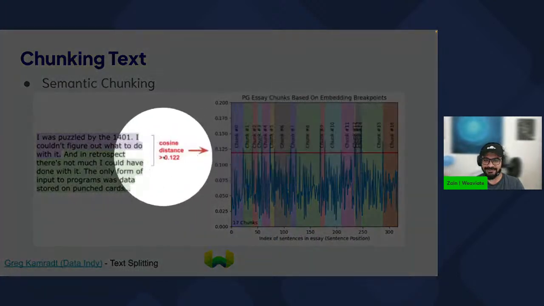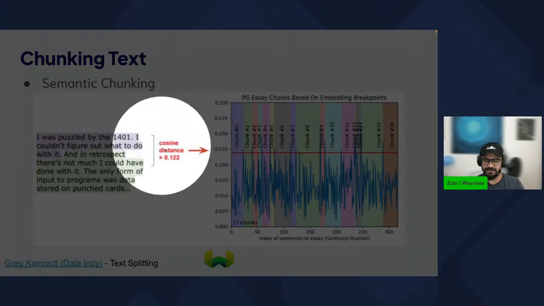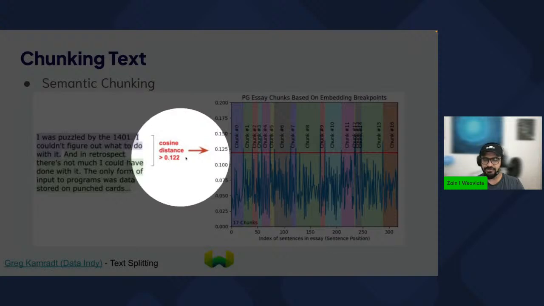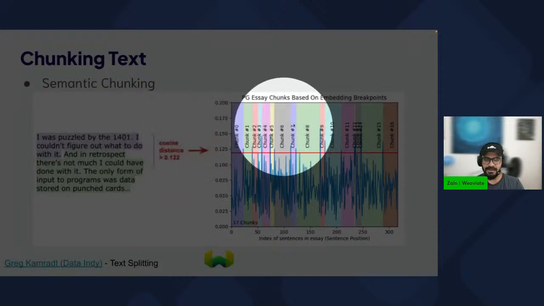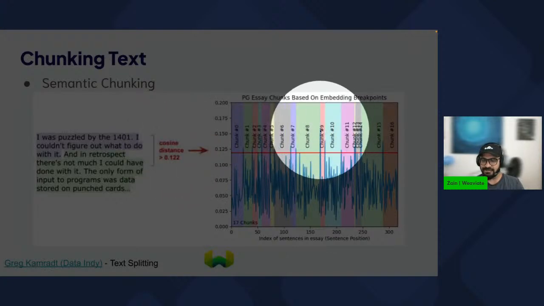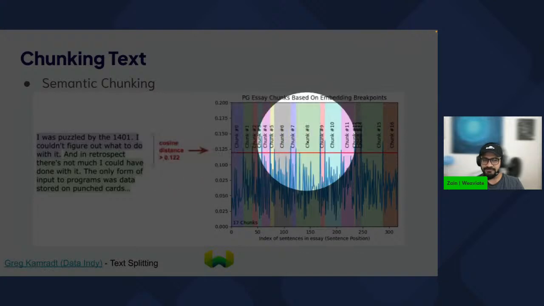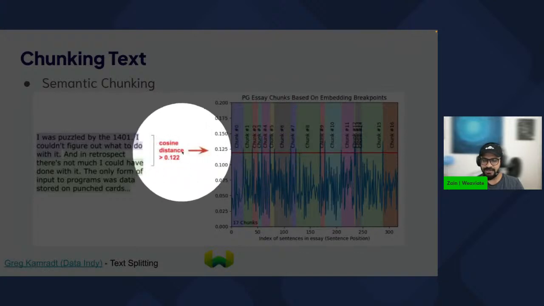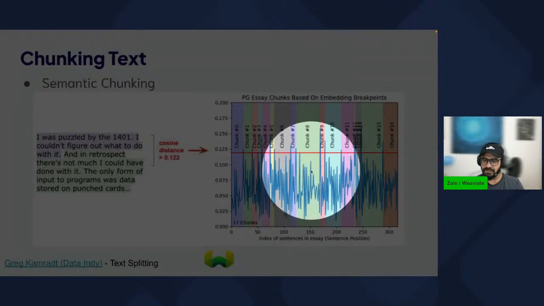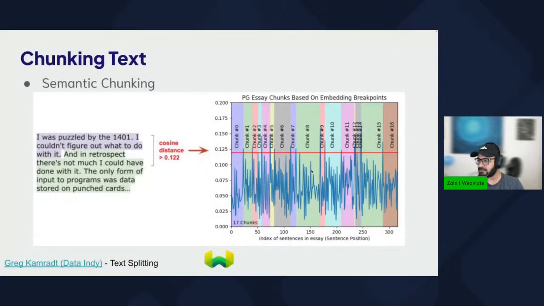And so the cosine distance here is a hyperparameter. You can set this, you can increase or decrease this depending on your topic. And the other thing you can also do is if you have a chunk that's too big, you can recursively do semantic chunking on this with a different cosine distance to maybe chunk it up into smaller bits as well.